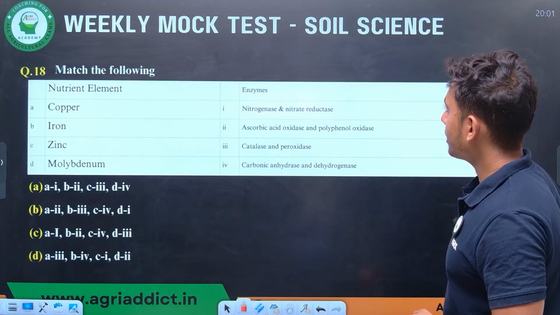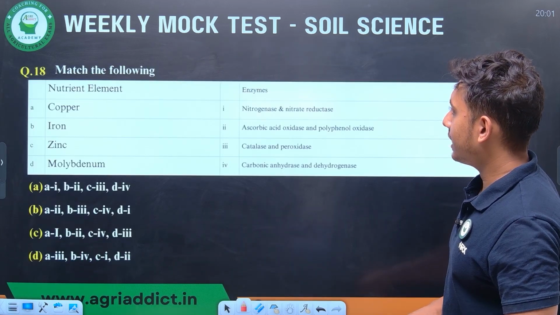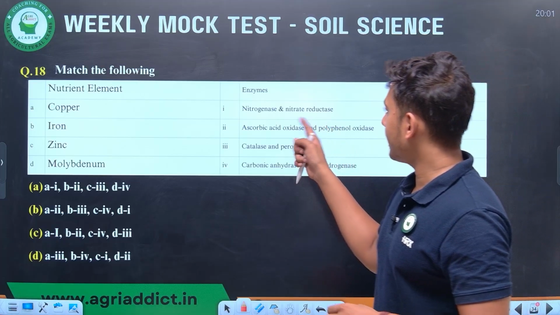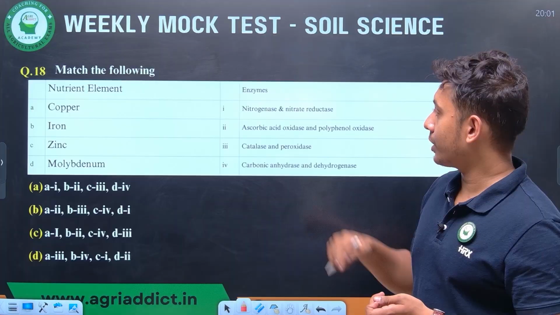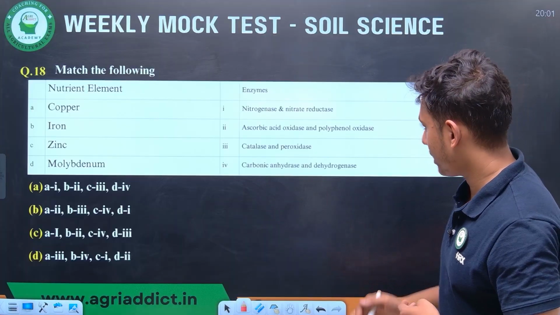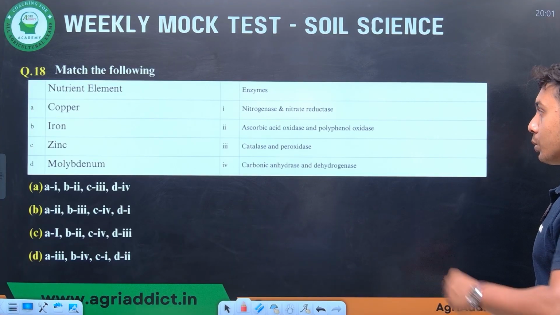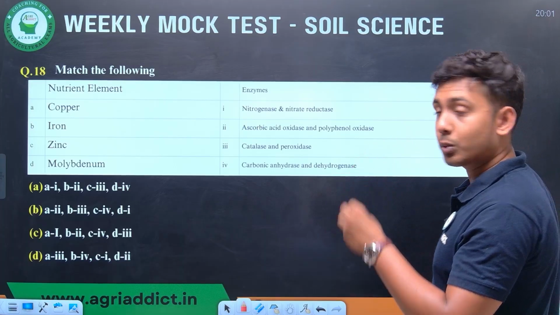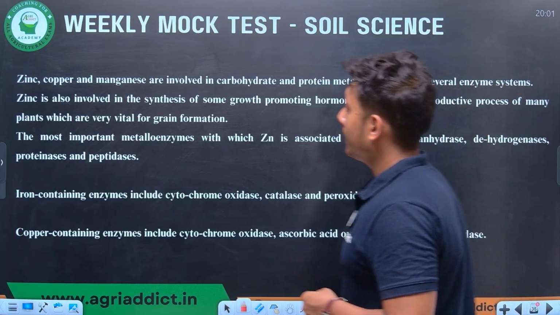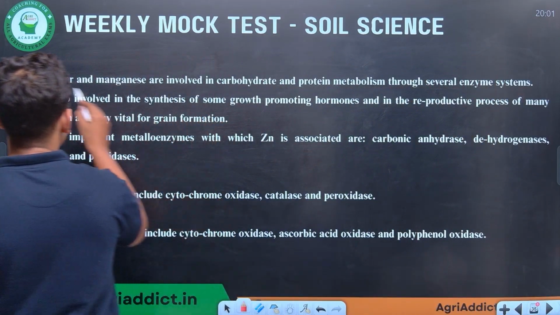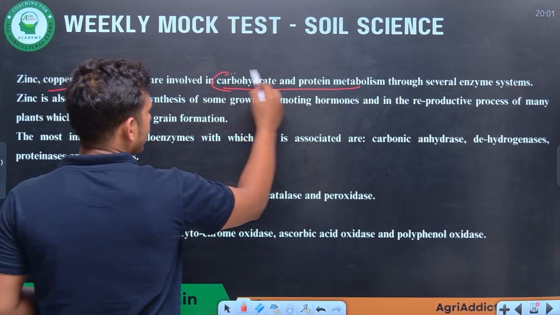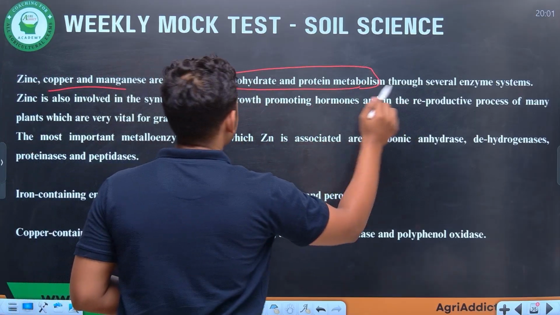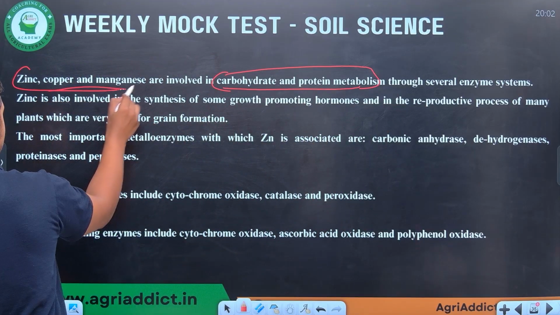Now the next question: the nutrient and the enzymes that are affected by those nutrients: copper, iron, zinc and molybdenum. First we have to know the functions of those micronutrients. So zinc, copper and manganese are involved in carbohydrate and protein metabolism through several enzyme systems.